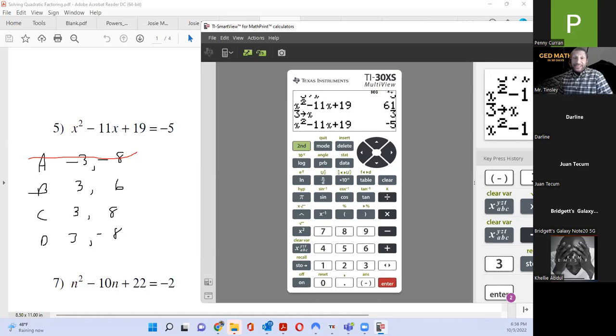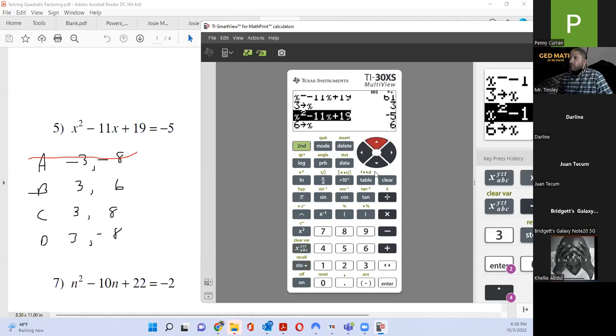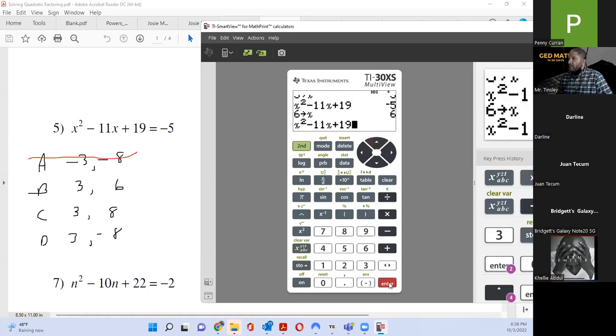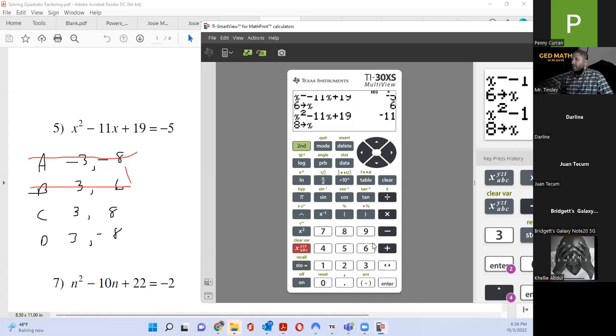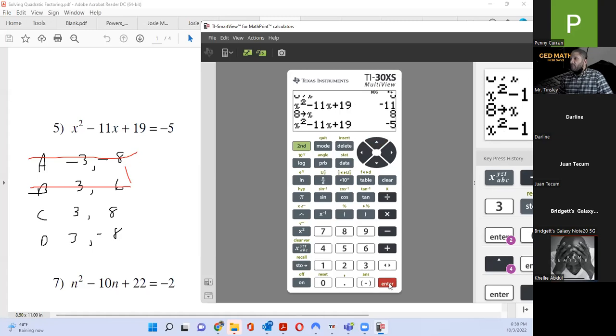So that means I have to try 6 next. 6 store X. Instead of going right back up to my expression, press enter. Did I get minus 5? No. So I know it is not B. It's C. So now let's see. I'm going to do 8. 8 store X. Back up to my expression. Hit enter. I should get minus 5. I do. I know my answer is 3, 8. And that's, again, using your calculator to solve a difficult problem.